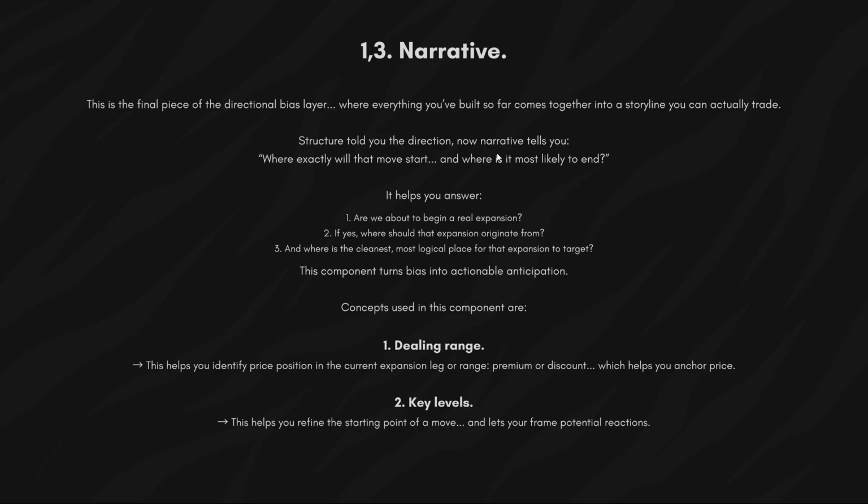Okay, so that is what it does. Now, in terms of the concepts used within this component, we use mainly two concepts. First of all, dealing ranges, which helps you identify price's position in the current expansion leg or the current range, and lets you answer whether price is in premium or discount. And that helps you anchor the position of price. And second, we use key levels, which help you refine the starting point of a move and the ending point of that move. It lets you frame potential reactions.